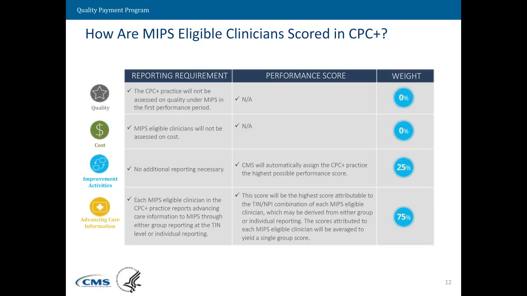In this category, you report to MIPS as either an individual or part of a group TIN. CMS will take the highest score for each CPC Plus MIPS eligible clinician and then average those scores to yield a single group score, which will actually be your CPC Plus practice score, or in other terms, the APM entity score. That score, added together with the IA score, will be your total composite score for the 2017 performance period.